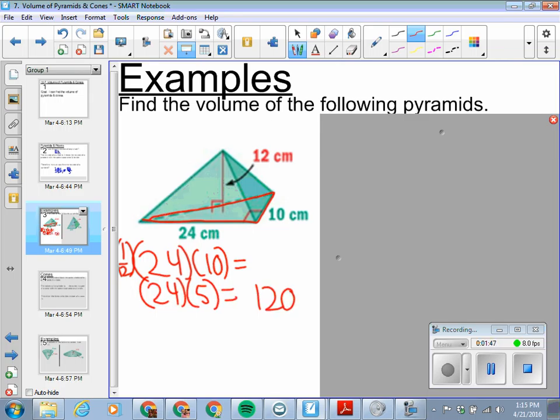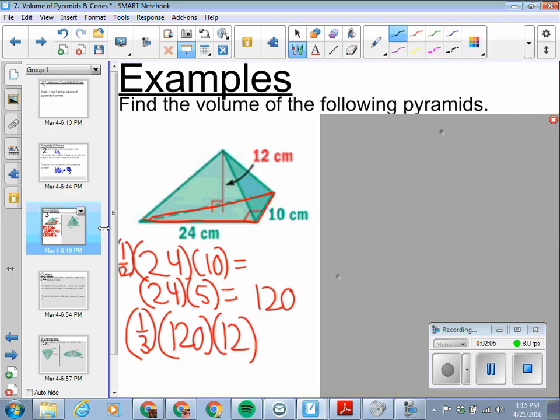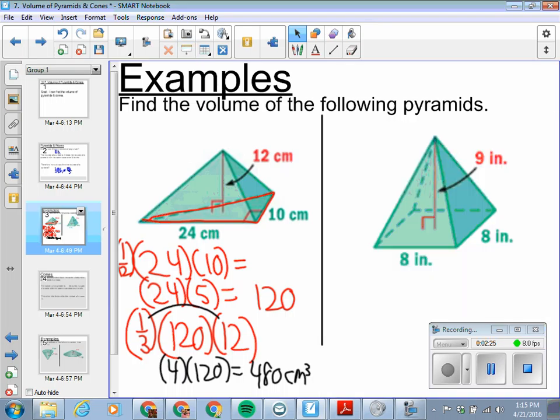So we then take that 120. That's our capital B. The height of the prism is 12. And we take 1/3 of that. But we can do this in any order we want. 1/3 of 12, we can do that first, becomes 4. So 4 times 120 equals 480. So we have a volume here of 480 centimeters cubed. Cubic centimeters because we're dealing with 3 dimensions, and volume is affected by all of those.